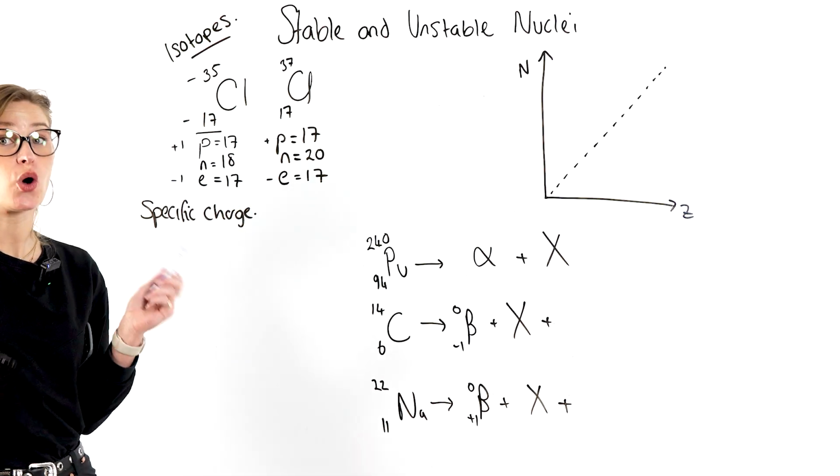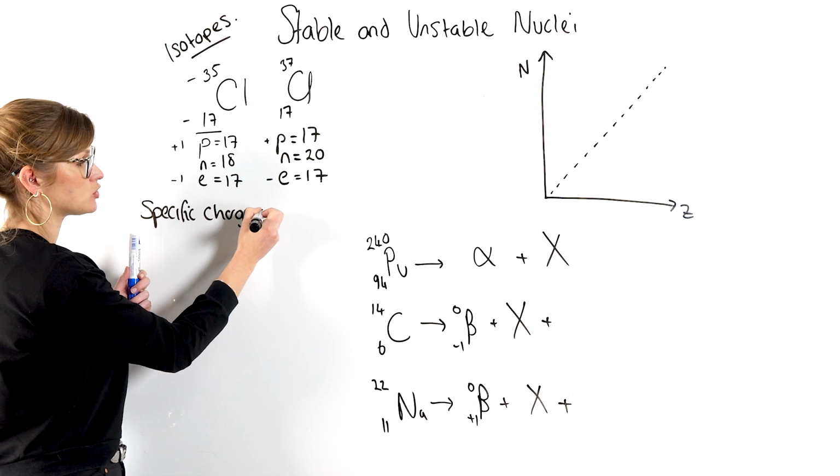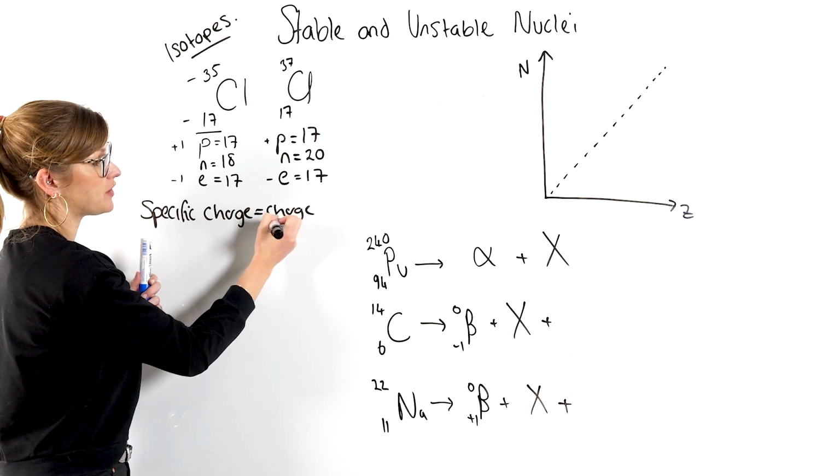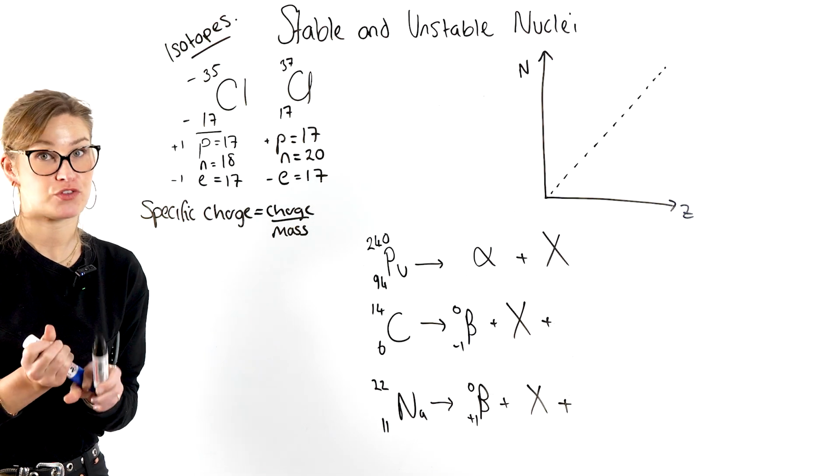The next thing you want to look at is something called the specific charge. Specific charge is not on your data sheet, it's something you have to know. Specific charge is always the second word, so it's just charge, and what you do is you divide it by the mass, okay?